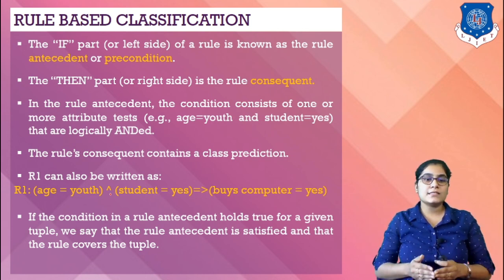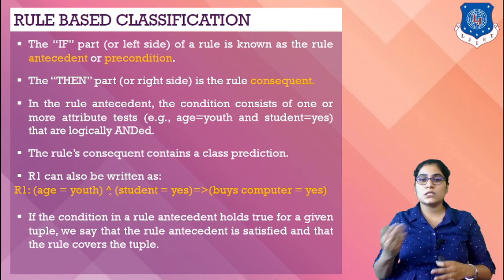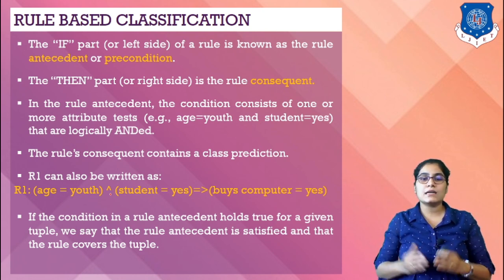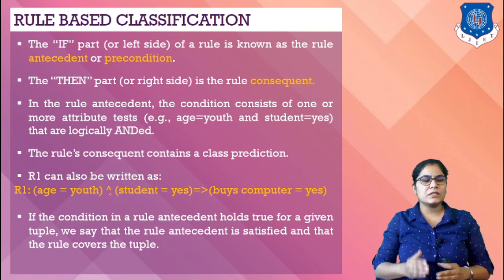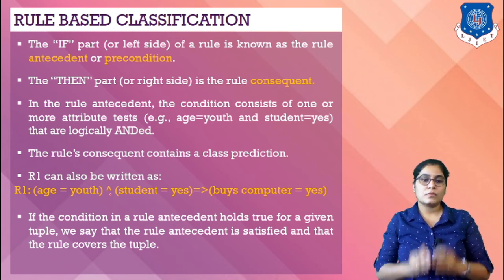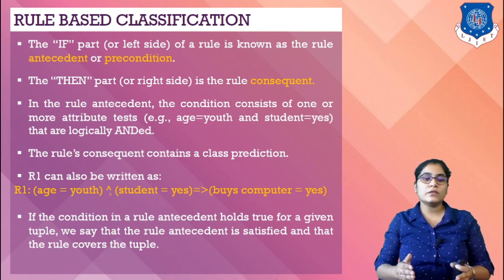In the rule antecedent, the condition consists of one or more attribute tests, for example age is equal to youth, student is equal to yes, or credit rating is equal to excellent, etc., that are logically ANDed. The rule's consequent contains a class prediction. R1 can also be written in the form given in this figure. If the condition in a rule antecedent holds true for a given tuple, we say that the rule antecedent is satisfied and that the rule covers the tuple.